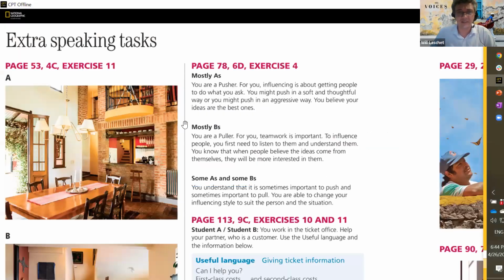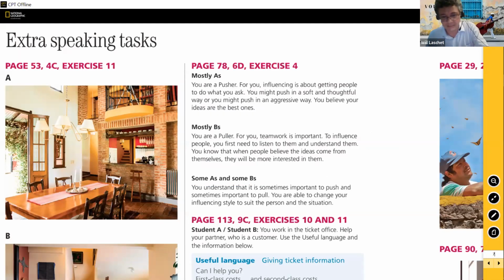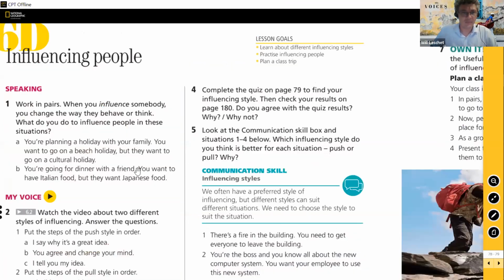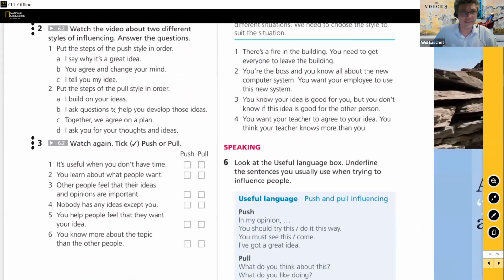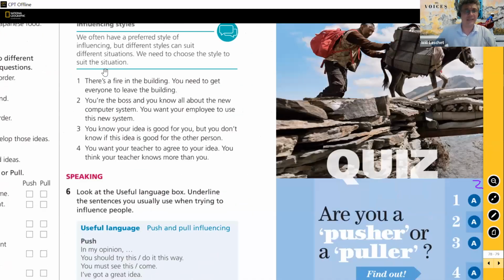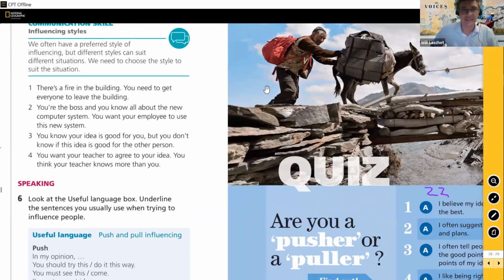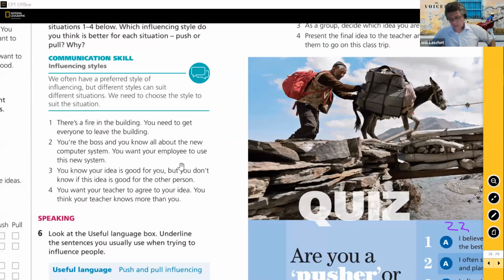Let's go back into our lesson, go back to page 79, and we're going to have a look at the next activity. All right, so after the quiz, the next thing we're going to look at here is the communication skill box, influencing styles. So we've talked about what it means to have push and pull. Next, we're going to look at situations in which one would be better than the other. So sometimes it's clear that we should use push or we should use pull, but sometimes it's not so clear. So let's have a look at a couple of examples.